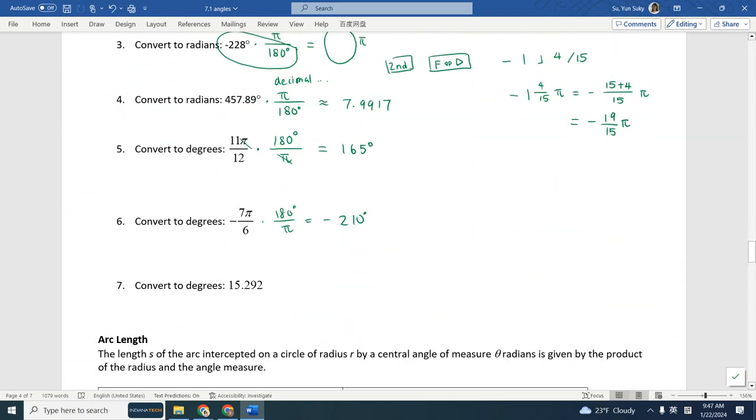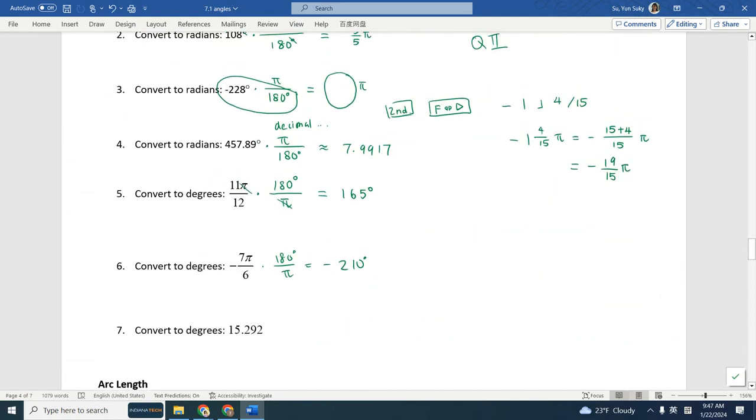Okay. Good. How about the last one? So you might get decimal? Yes, decimal. Keep your decimal to 4 decimal places.